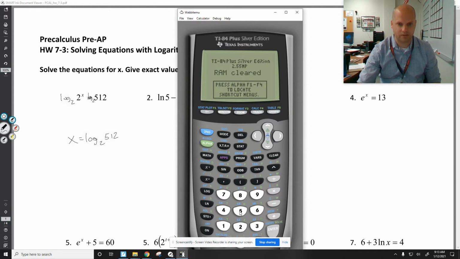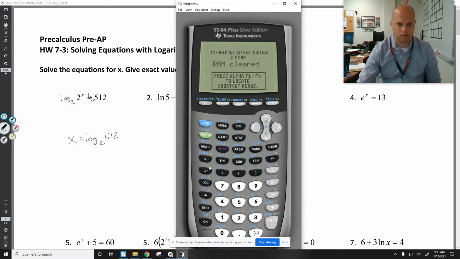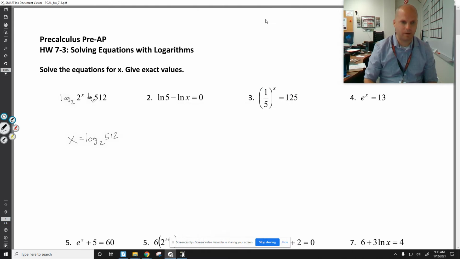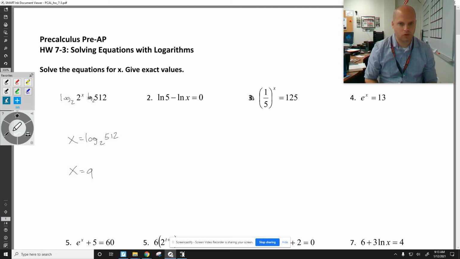I'm using my calculator to find log base 2 of 512. You can also use the change of bases formula to get this as 9, so 2 to the 9th power. Since this is a whole number, that's an exact value, that's fine. This would be the same way if I asked you to solve for this equation. I'm going to skip 2, I'll come back to 2.